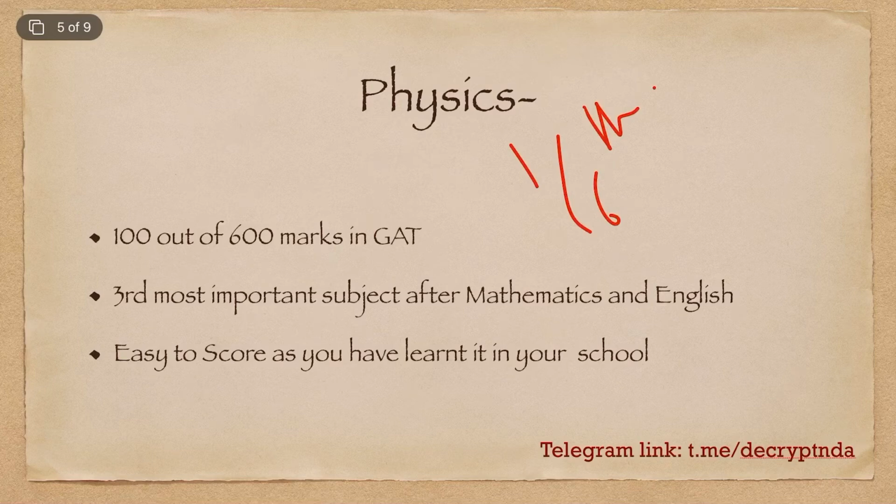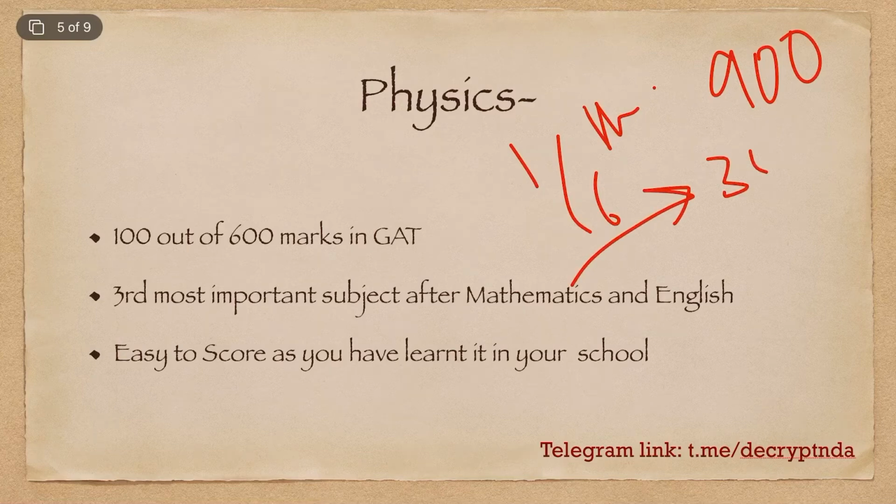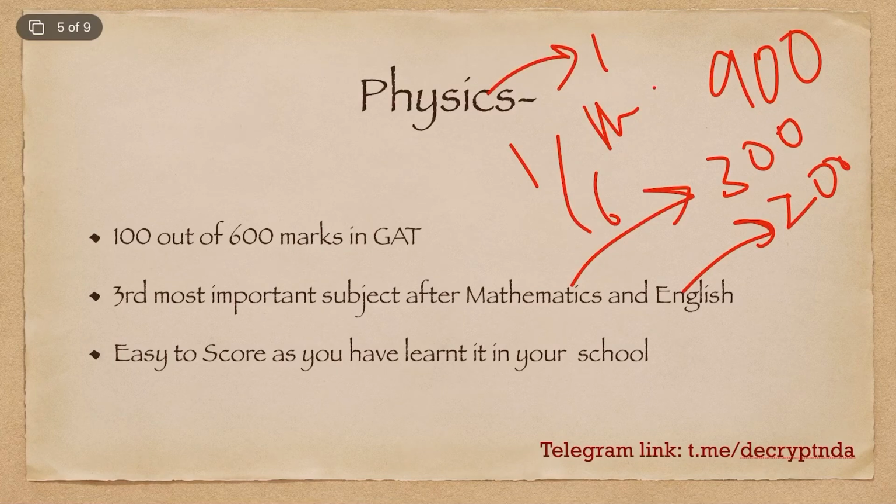Out of the total 900 marks of the NDA written examination, mathematics is for 300 marks, English is for 200 marks, and the next is physics, which is for 100 marks. That makes it the third important subject of the National Defence Academy examination. The important thing is that it will be easy for you to score in physics because you have just completed or are going to complete the 11th and 12th standard. The questions asked in the NDA examination from physics will basically be from your 9th, 10th, 11th and 12th NCERT textbooks. That means it will be easy for you to score good marks in physics compared to other GAT subjects.